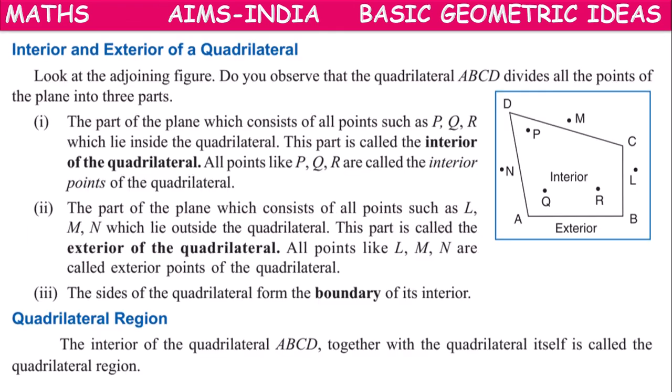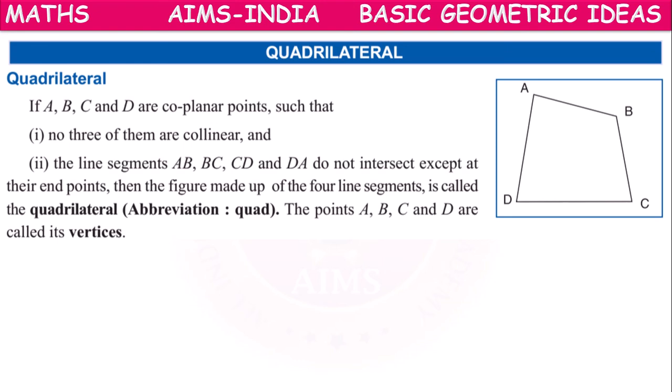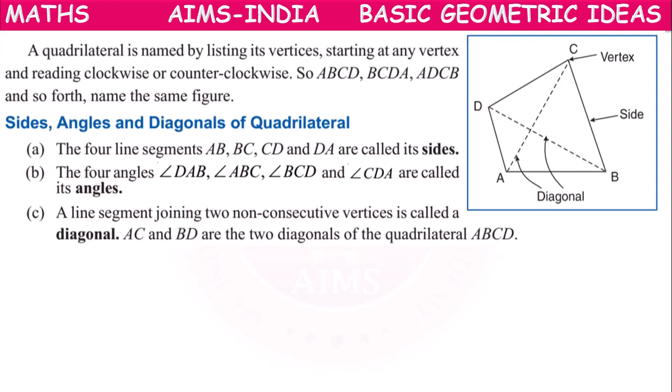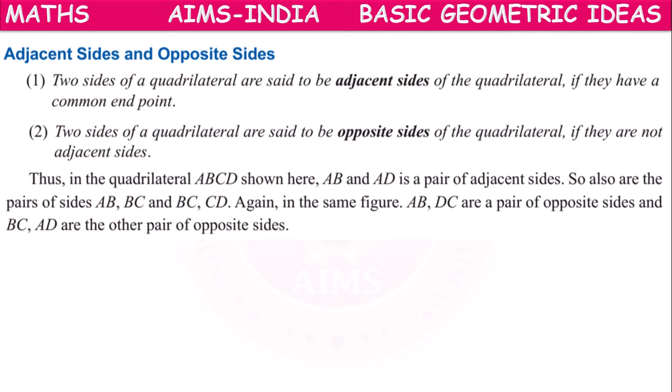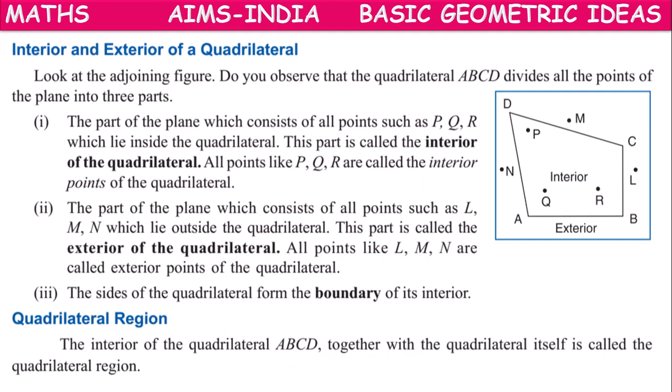Next, children. So that is about quadrilaterals. Regarding quadrilateral: four points, four sides, four angles, two diagonals, adjacent sides, opposite sides, adjacent angles, opposite angles, interior part, exterior part, boundary, and quadrilateral region.